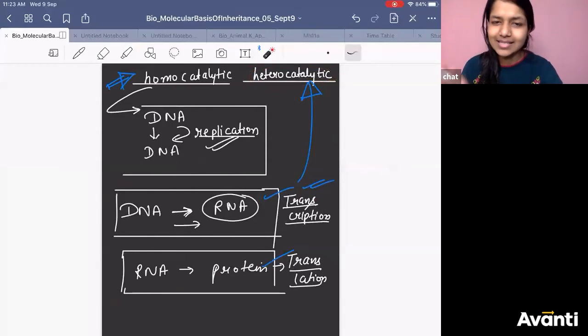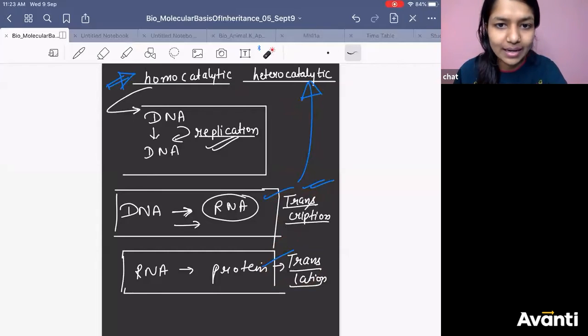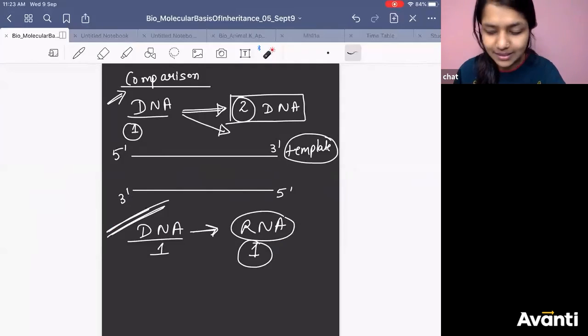So transcription and translation are which kind of process? Heterocatalytic. The same concept is there, but instead of medium, what we will be learning here is: if DNA gives you DNA, it is a homocatalytic process, the same product you are getting. If DNA is giving you RNA or RNA is giving you protein, which means transcription and translation, they are which kind of process? Heterocatalytic process. Got it?